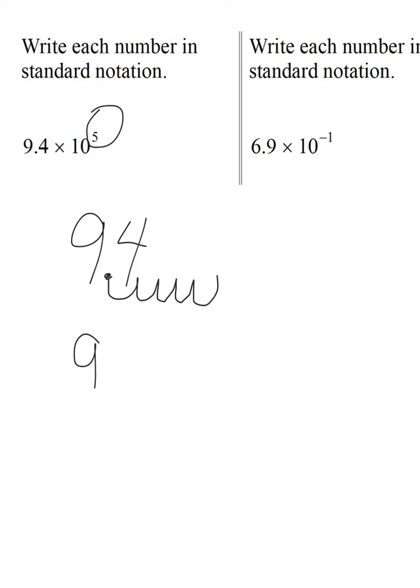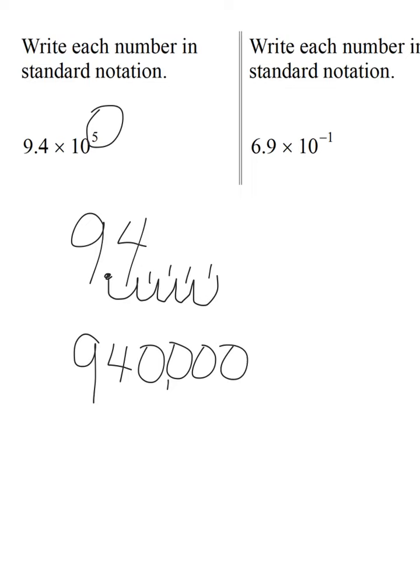Now I copy the 9 and the 4, and every one of these empty spots needs a 0. So there's 4 of them. So I add 4 zeros, insert my comma, and I realize 9.4 times 10 to the 5th is the same thing as 940,000. Let's look at the second example.